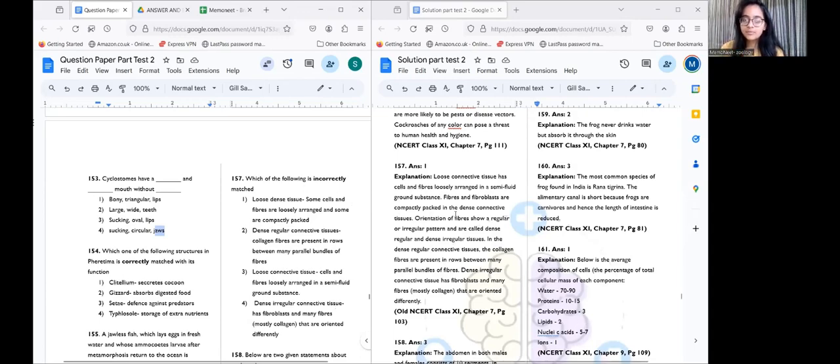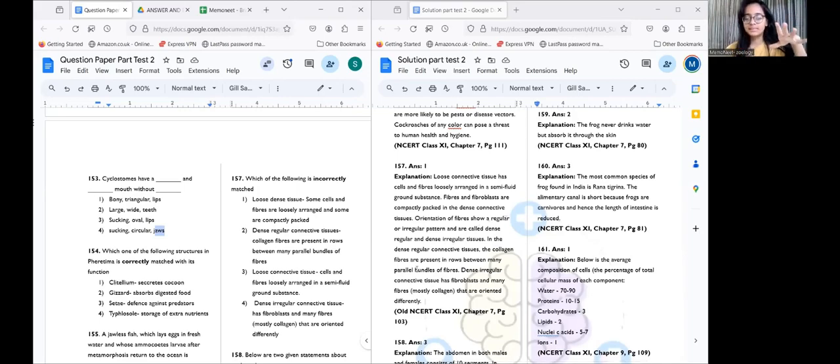So here, loose connective tissue has what? Now, what does a tissue have? It has cells and it has fibers. So loose connective tissue has cells and fibers loosely arranged in a semi-fluid ground substance. Fibers and fibroblasts are compactly packed in the dense connective tissue. So we can clearly see that the structures present in the connective tissue may be loosely packed or densely packed. Next is the orientation of the fibers, which show a regular or irregular pattern, so they are known as dense regular or dense irregular, right? In the dense regular connective tissue, the collagen fibers are present in rows. In dense irregular, they are oriented differently.